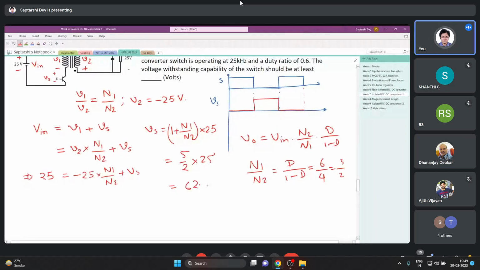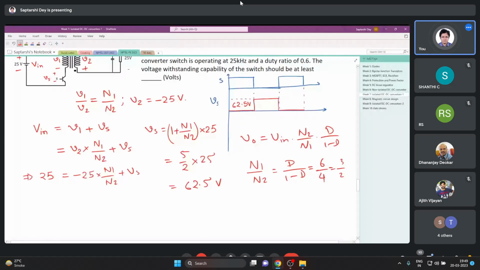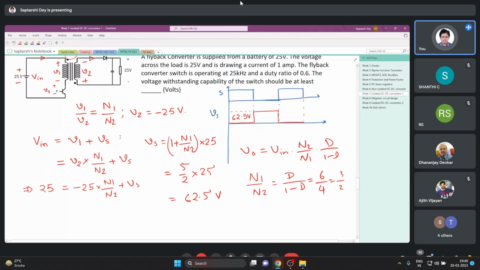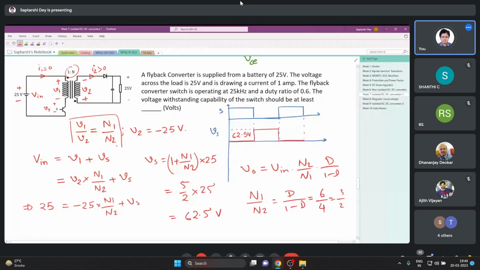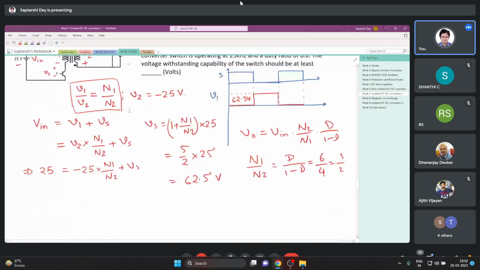So it should be 62.5 volt. So this voltage that will appear across the switch is 62.5 volt. We have to have a switch which has a voltage withstanding capability of at least 62.5 volt. Just applying KVL, make sure that you do not make mistakes while writing the assumed positive direction of voltages. Always put the plus on the dotted or on the undotted terminal, whichever. If you do that, then you can directly write V1 by V2 equals N1 by N2. Then whatever value of V2 or V1 you get, write it from KVL and then put it in the equations. Then you will not need to worry about the signs.